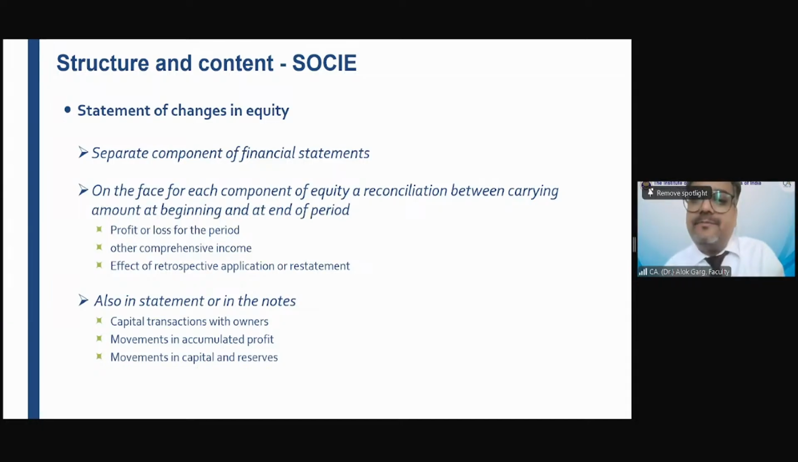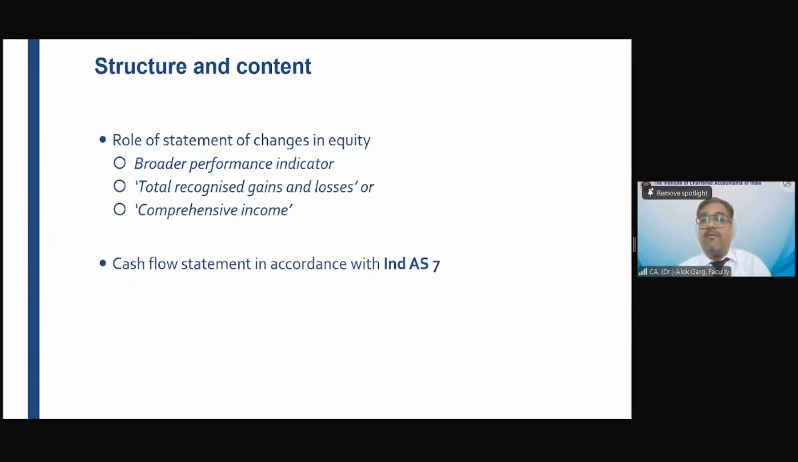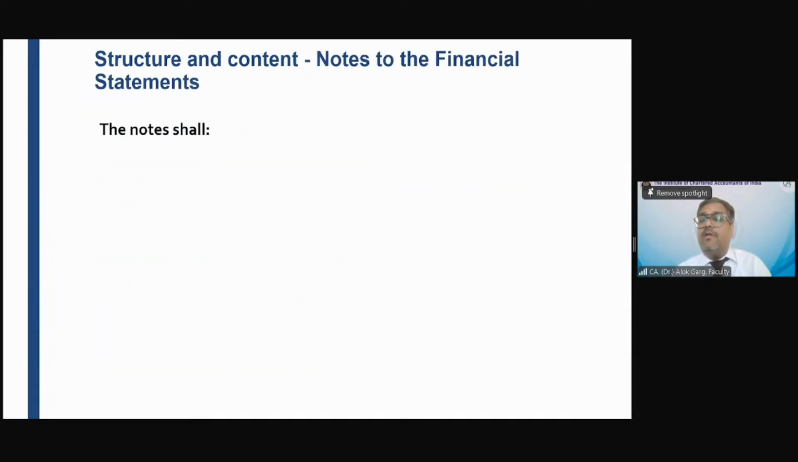The standard says that if there is a correction of error or if there is a change in accounting policy, you have to give a separate line item on the statement of changes in equity showing the impact of the change in accounting policy or the correction of error on the retained earnings or on the other reserves. Okay. So this is required to be given. Right. For the cash flow statement, this standard says that you need to refer to Ind AS 7. This standard has not given any guidance on the cash flow statement.